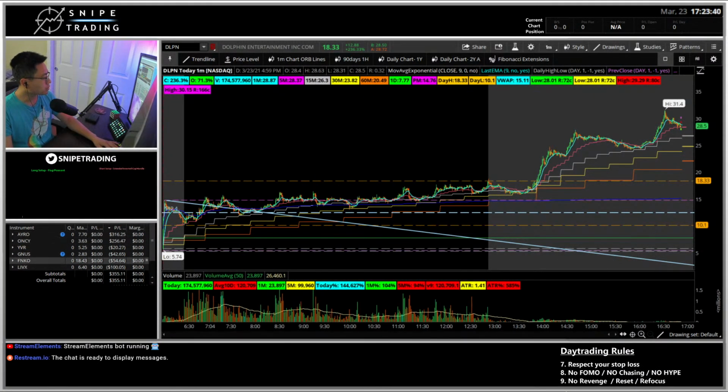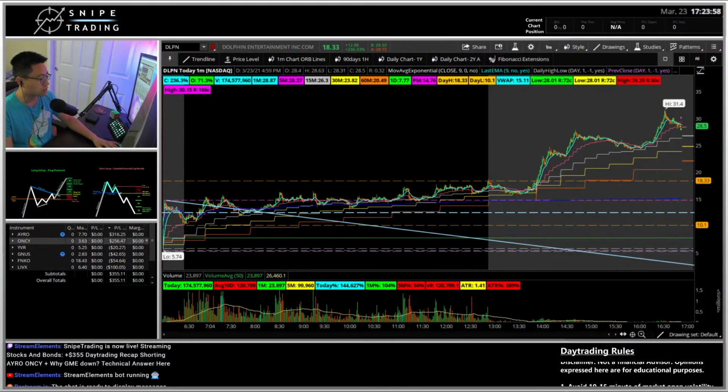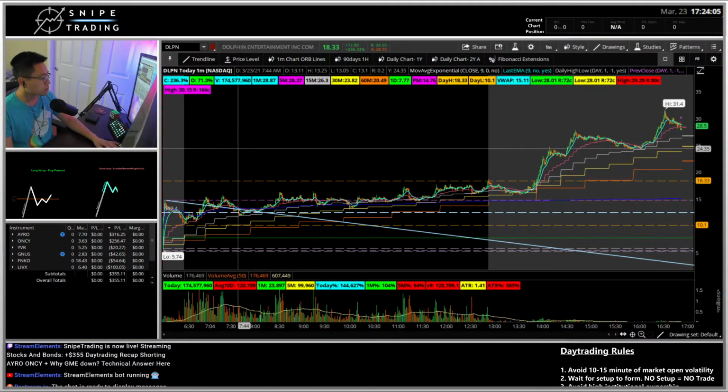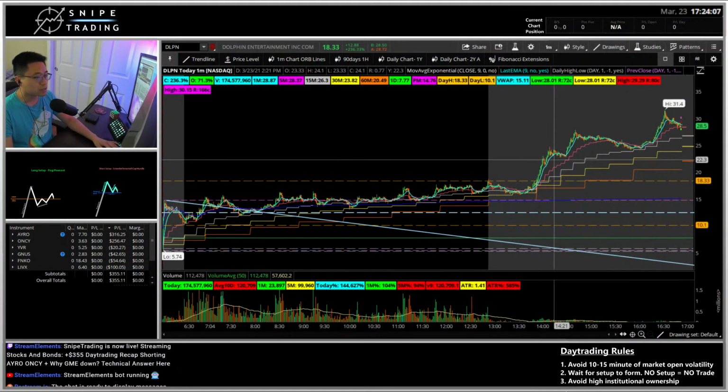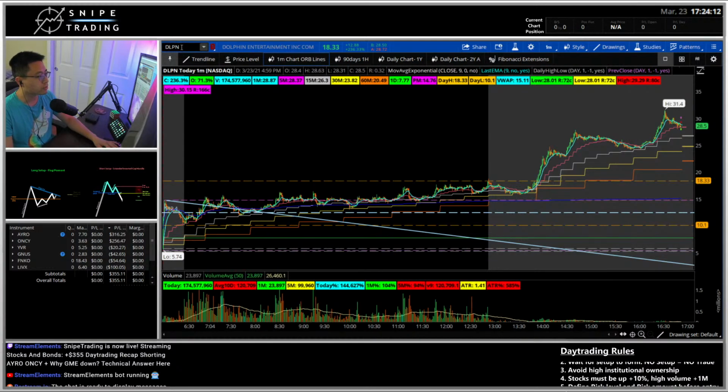So from the top here, today I made a total of $355. I actually started the morning down on these three stocks for a total of 200, and then in the afternoon, I took these two trades on AYRO and ONCY for a total of 355 total profits today. So I'll be going over my thought process and why I make those trades. So let's start with AYRO.